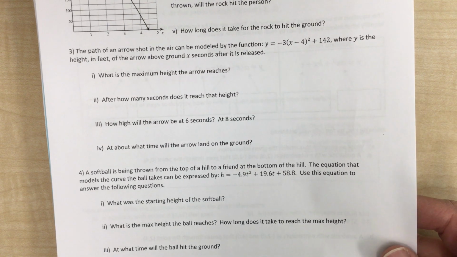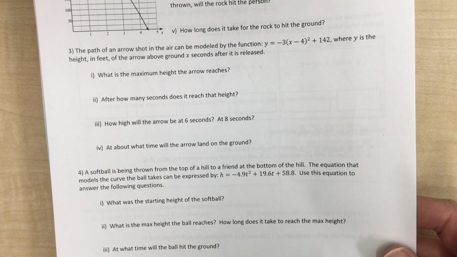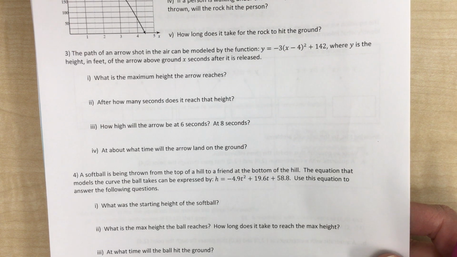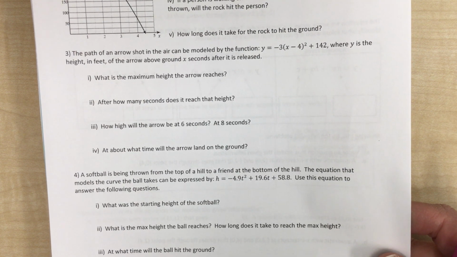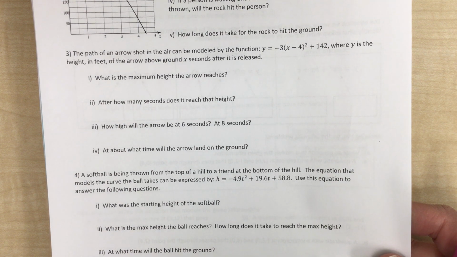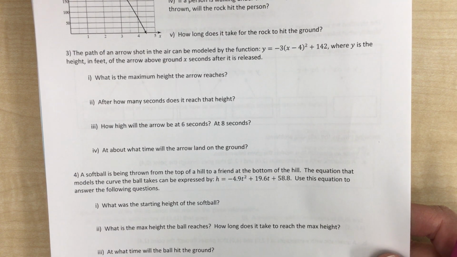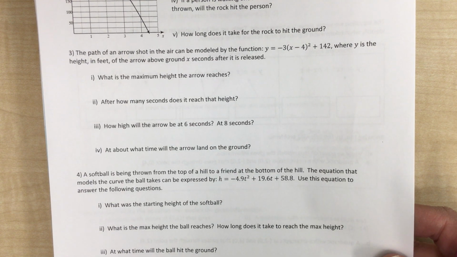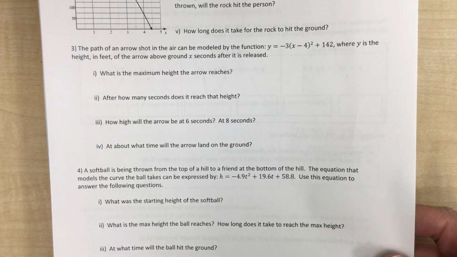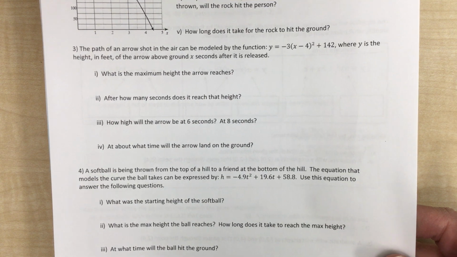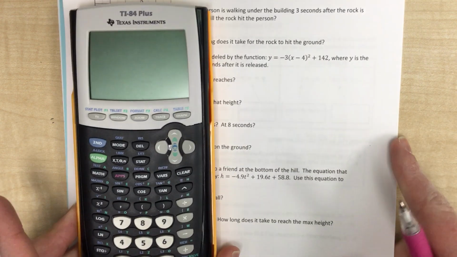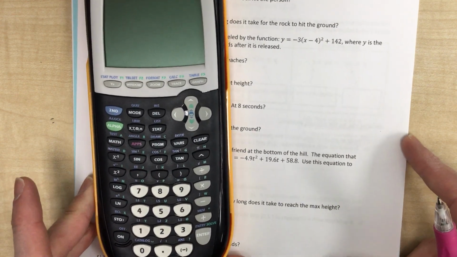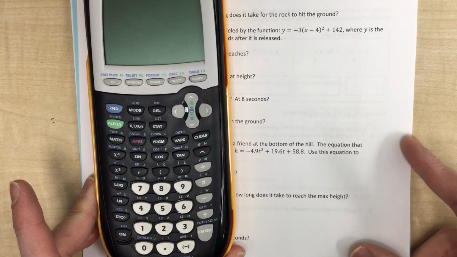All right, so the path of an arrow shot in the air can be modeled by this function. And whenever we're given an equation, we're going to want to graph it in our graphing calculator. They tell us that y is height in feet and x is seconds after it's been released. And then we're going to try and answer these 4 questions. So first thing we're going to want to do is graph it. Hopefully I have this set up so you can see it okay, and we're going to put that in.